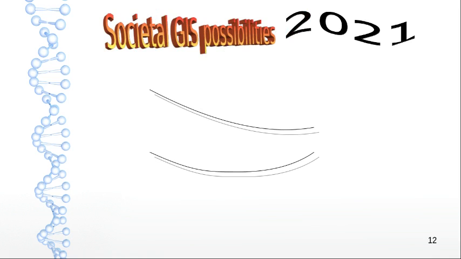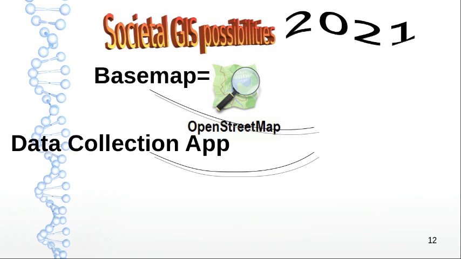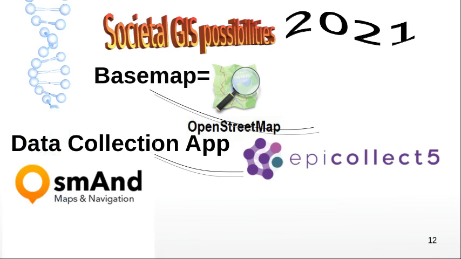So societal GIS possibilities 2021. Okay, so the base map is Openstreetmap. Openstreetmap is also like Google Maps, but the difference is in Openstreetmap, whatever data you create, you can take it back. Not only your data, but created by all others. When you actually see one of the smartphone projects, you will see what is OpenStreetMap. Then data collection application is Epicollect 5, and this is mostly for point data. And then OSMAND, this is for lines and polygons.